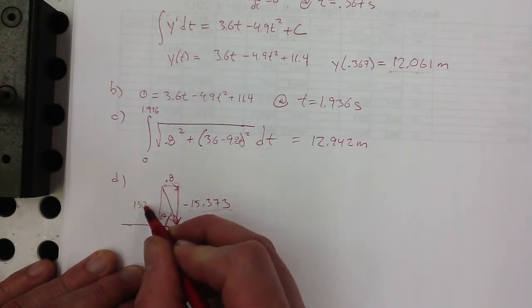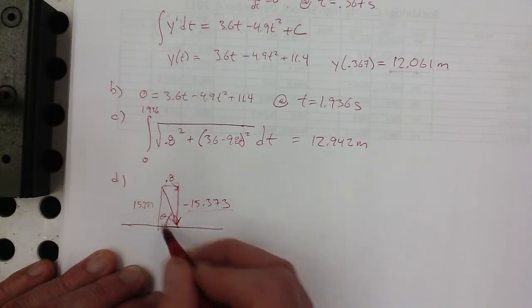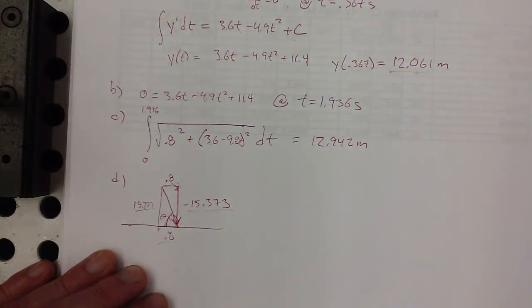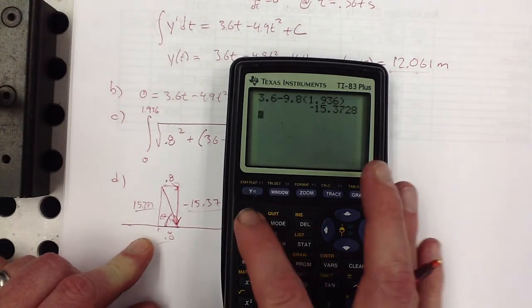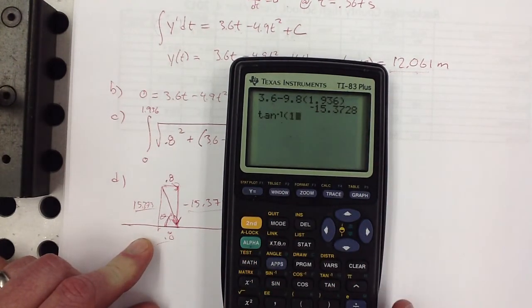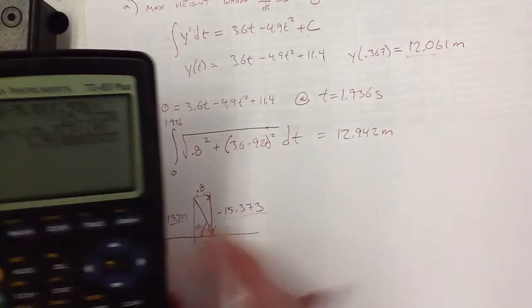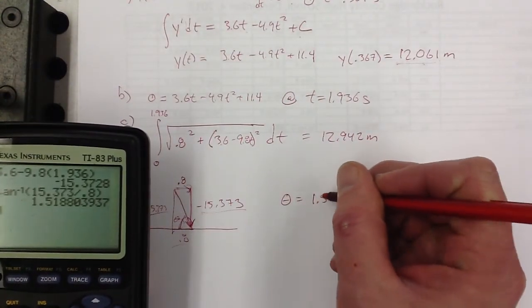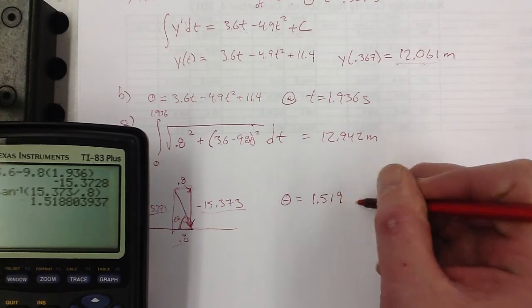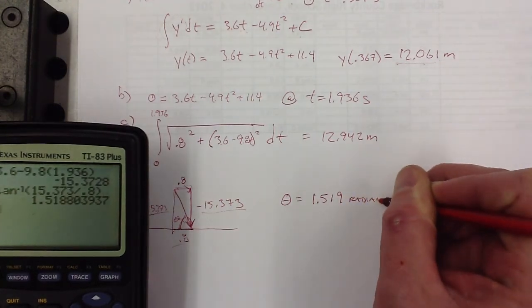So her downward speed is this, and we want to find that angle there, right? That's the angle of this little right triangle here, and they only want a positive version of that angle, so that's just tangent inverse rise over run, using a little SOHCAHTOA trick. So tangent inverse of 15.373 over 0.8, and I imagine it's going to be pretty close to 90 degrees. Theta is 1.519 radians.